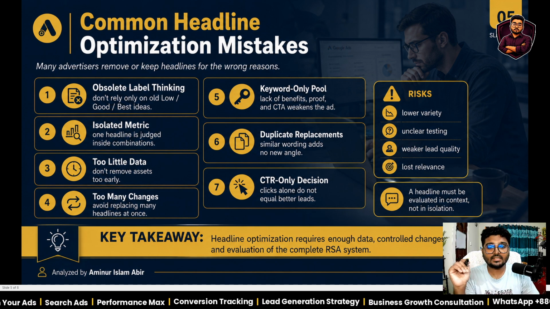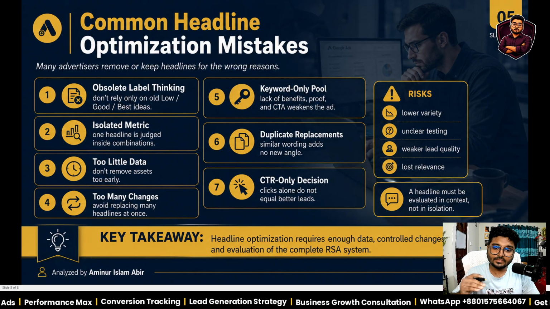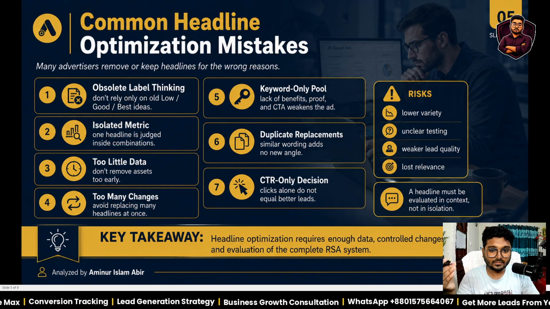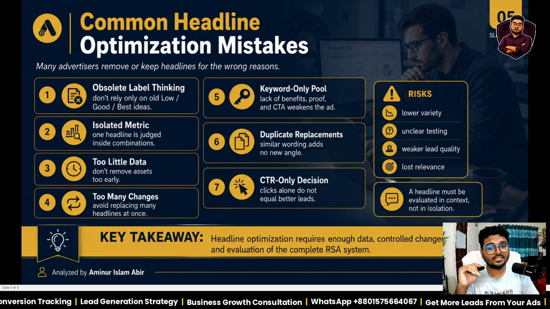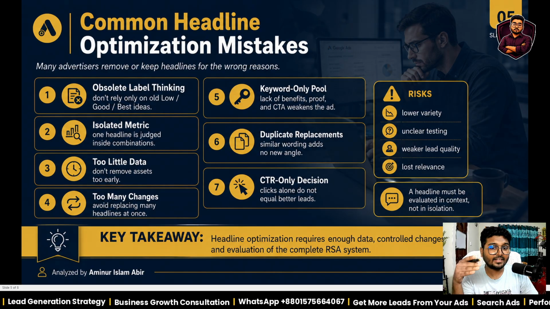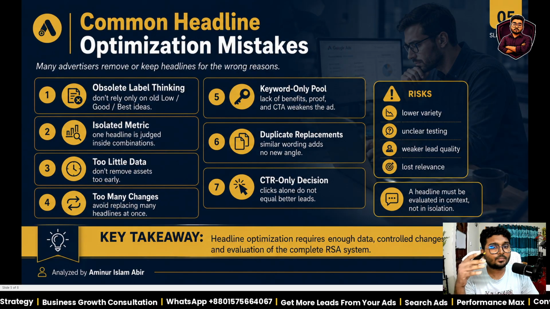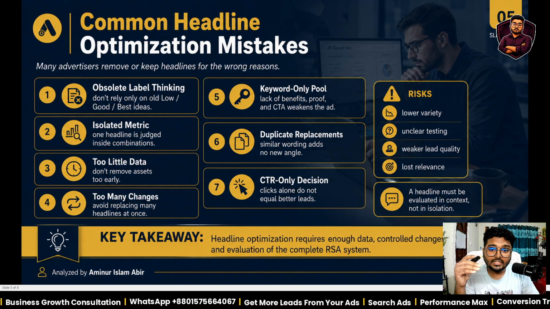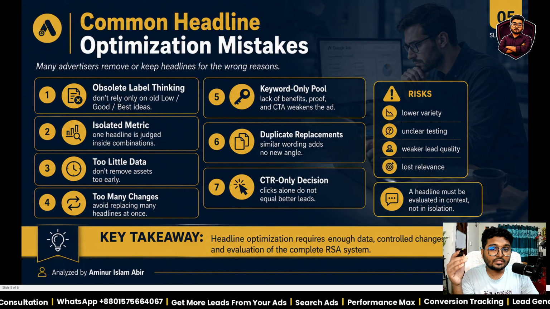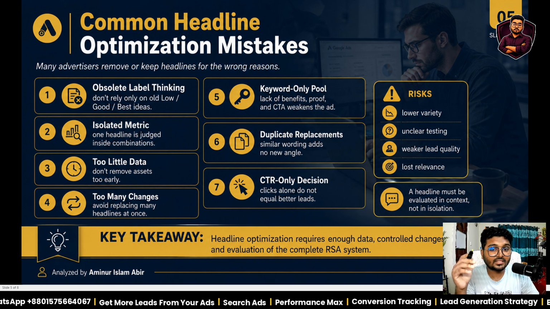The sixth mistake is replacing weak headlines with near copies. For example, fast plumbing help, quick plumbing help, and rapid plumbing help. The words change, but the message is the same. The seventh mistake is optimizing only for clicks. A headline may improve CTR but bring price shoppers, wrong service users, or poor leads. More clicks do not always mean more profit. Safe RSA optimization needs enough data, small changes, message variety, and business level measurement.